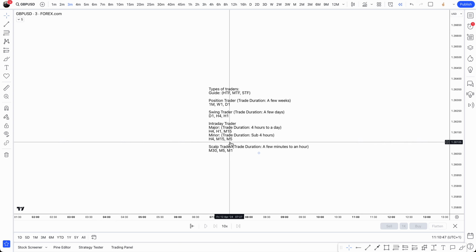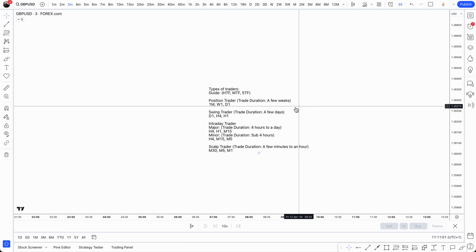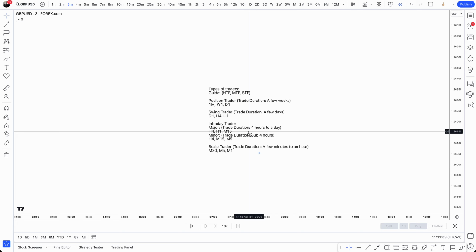It's very similar to the minor, obviously, just on the M5 would be your lowest time frame analysis, and you'd more than likely be executing on the M5 or the M15, right? So you'd be looking at these time frames. Obviously, these aren't exact; they are just guides, but this is roughly what you'll be looking at as an intraday trader.